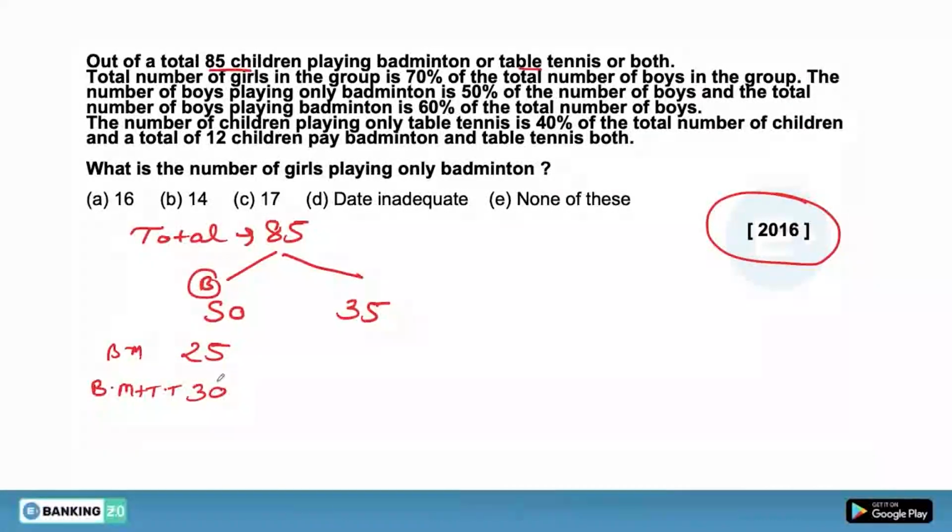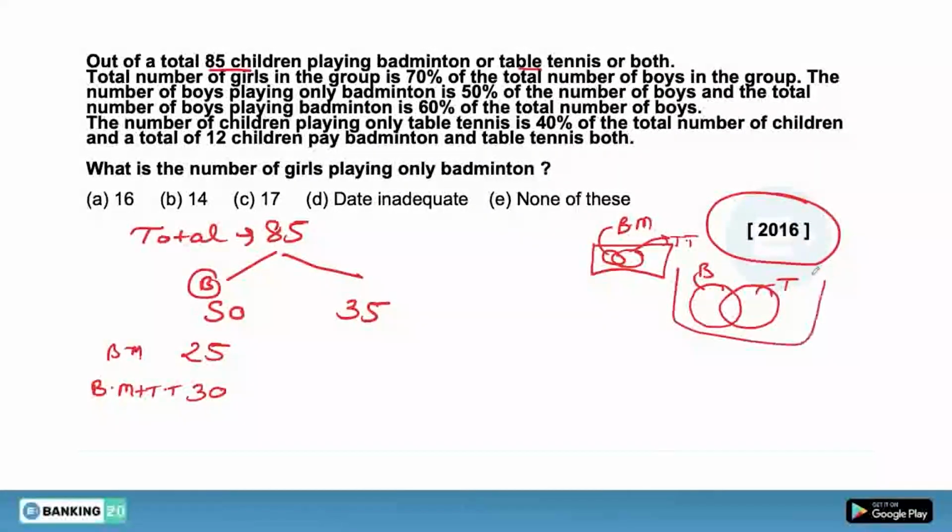Now let's try to make its Venn diagram. By making a Venn diagram, we can easily understand what they are saying. We are making this Venn diagram for the number of boys. Let it be for badminton and let it be for TT. Let's make it quite bigger. Let it be like this. It is for badminton and it is for TT, and it is for the number of boys.